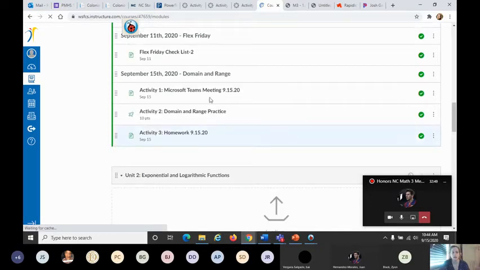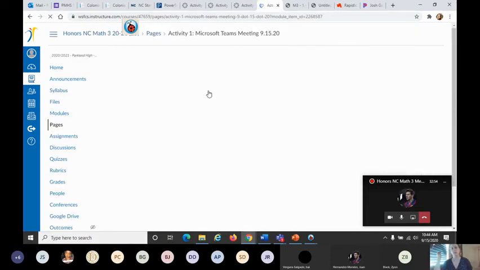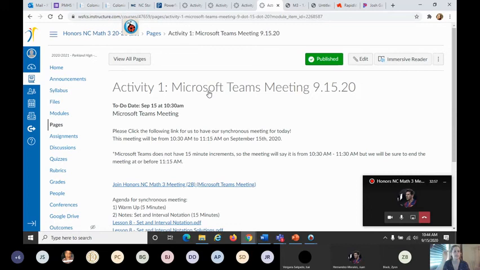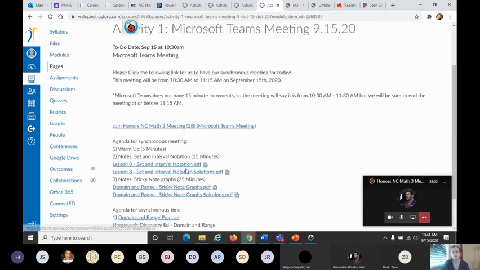So if you click on today's activity 1, you should be able to find our notes on set and interval notation. There are both blank notes and filled in notes. So if you feel like I'm going too fast, please open up these solutions and you can have the filled in copy right there. We're also going to do domain and range on our sticky note graphs.